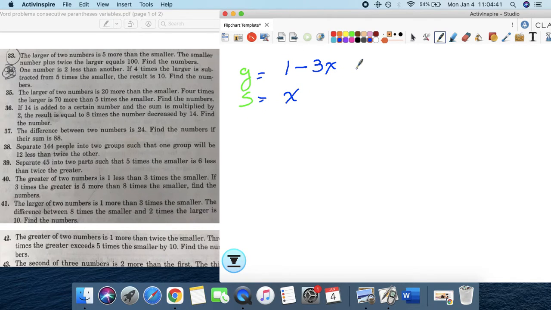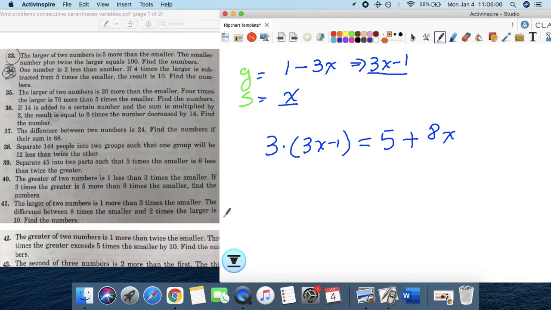Again, because it's less than, let's just make this a little switch. It becomes 3x minus 1. So the greater number is 3x minus 1, and the smaller one is x. Okay, so now we can use these two to set up the equation. 3 times the greater number, 3x minus 1, is 5 more than 8 times the smaller. There's your equation. 9x minus 3 equals 5 plus 8x.